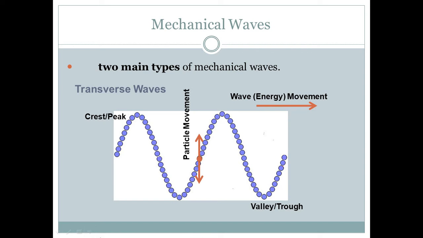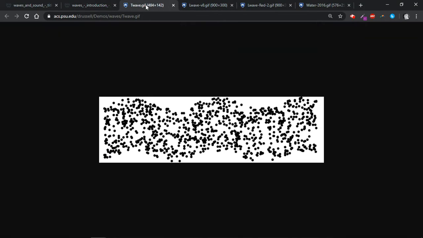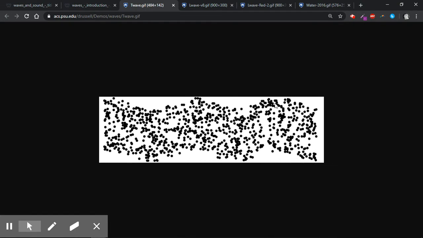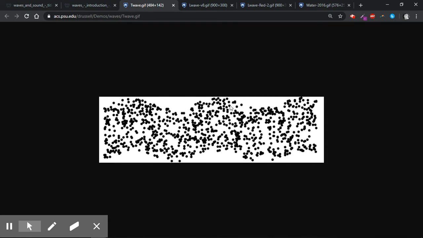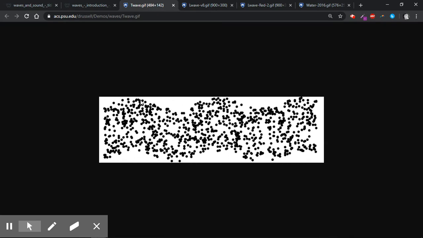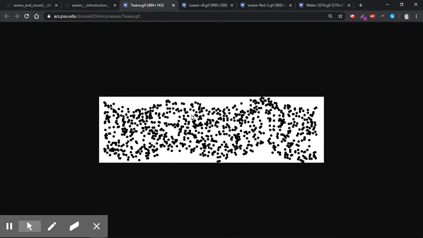Let's take a look at a quick little video of this. There we go. You can see that the wave, if you follow a piece, see my cursor, is moving to the right. I start here, and it moves at a very particular speed. We could measure this distance and time how long it takes one of these to go across and figure out the speed of this wave. But if you look at any individual particle, it just goes up and down, up and down.